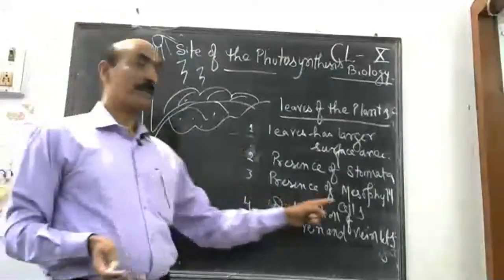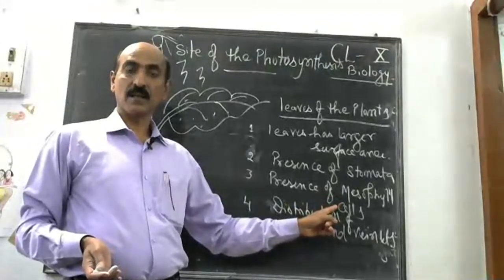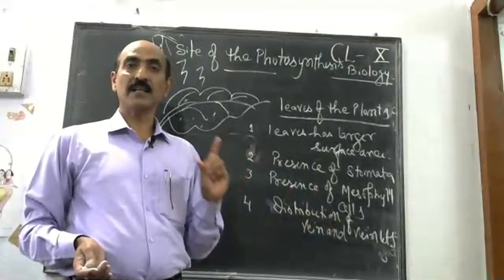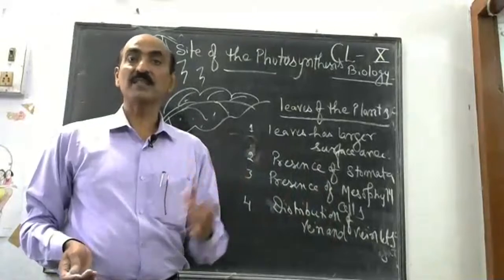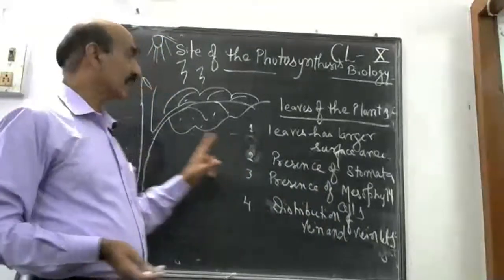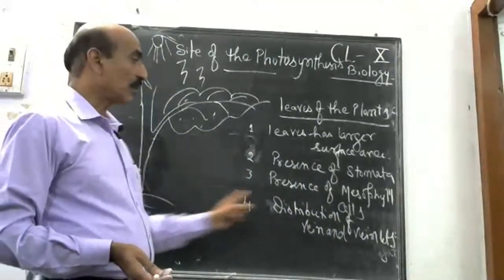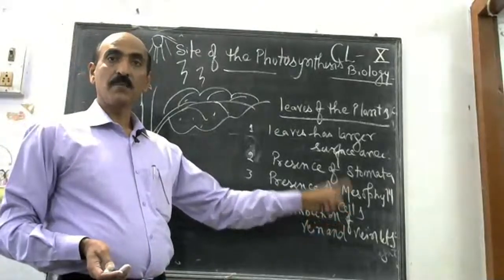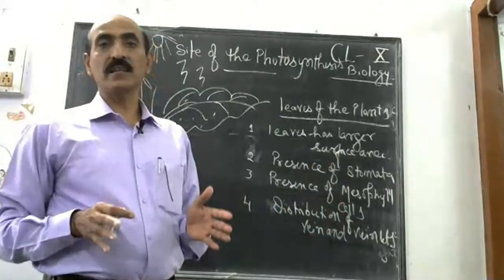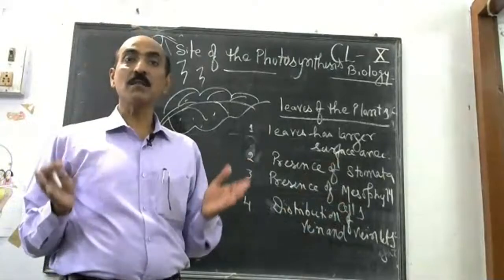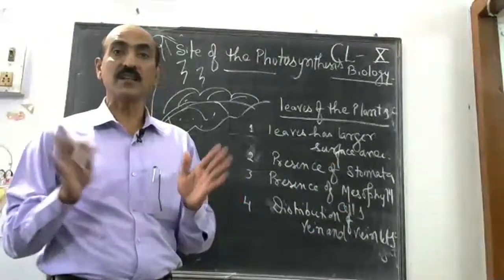Third one is the presence of mesophyll cells. There is a very special type of parenchymatous cells only present in the leaves called mesophyll cells. Mesophyll cells are very special in the sense they have a large number of chloroplasts in them.